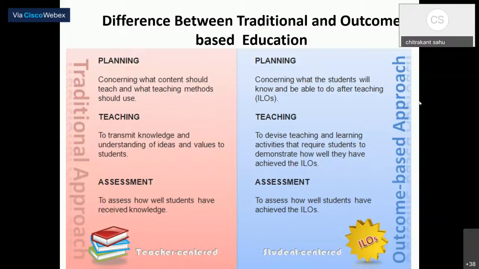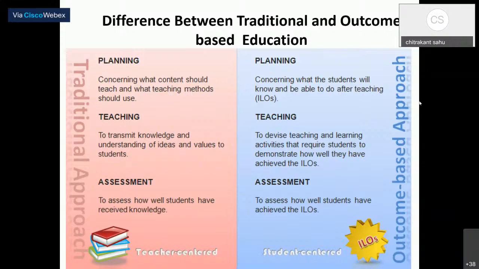So what is the difference between traditional and outcome-based education? Traditional methods involve planning, teaching, and assessment. Here the student-centric approach also requires planning, teaching, and assessment. But what is the difference? Their methodology is based on transmitting the knowledge and understanding of ideas and values to the students, and their assessment is based on how well students have received the knowledge.